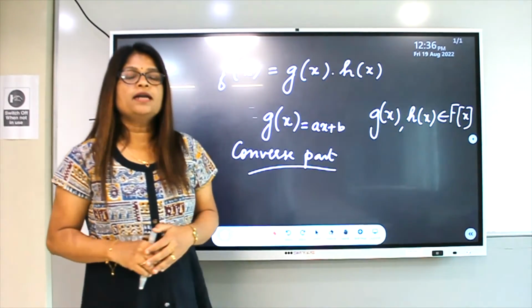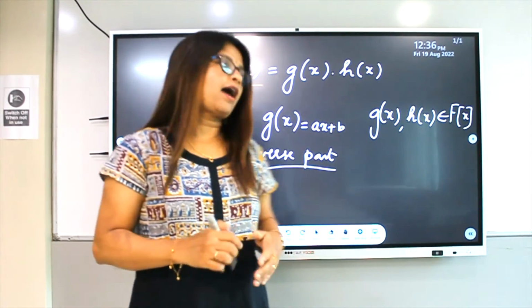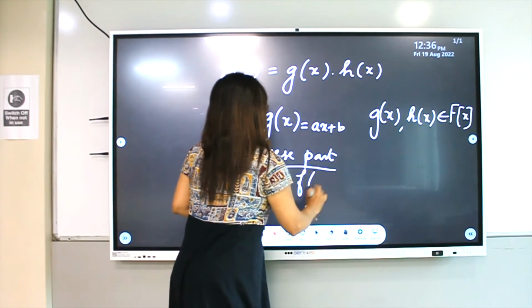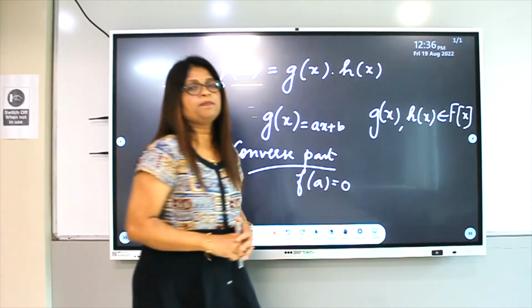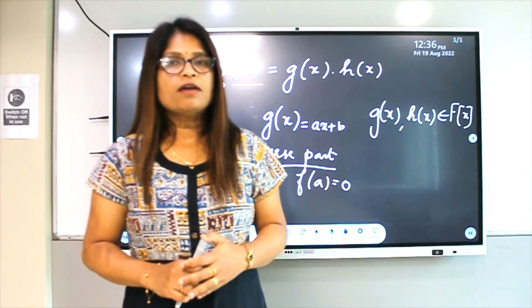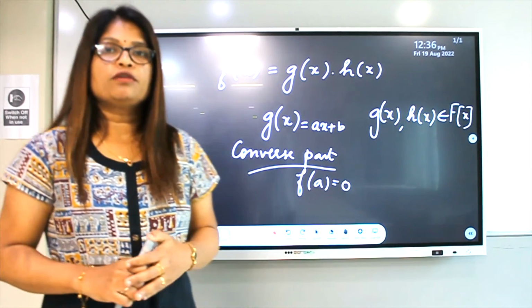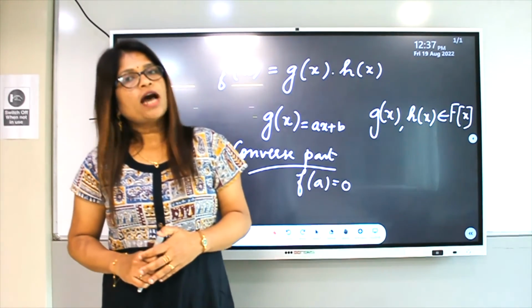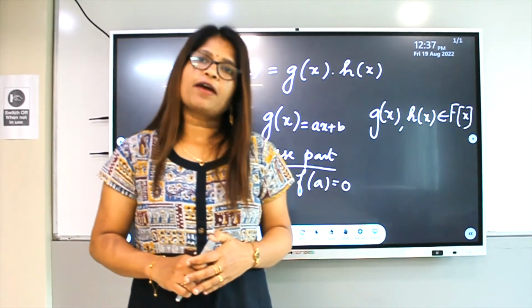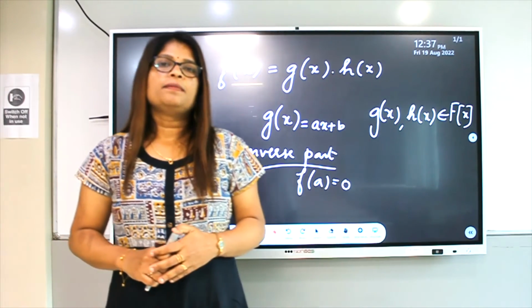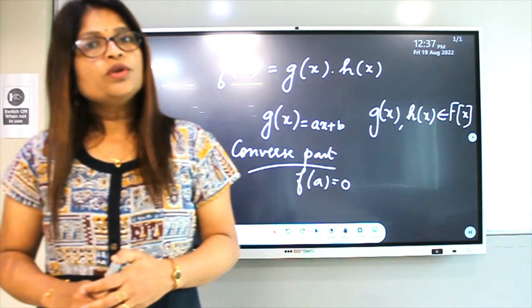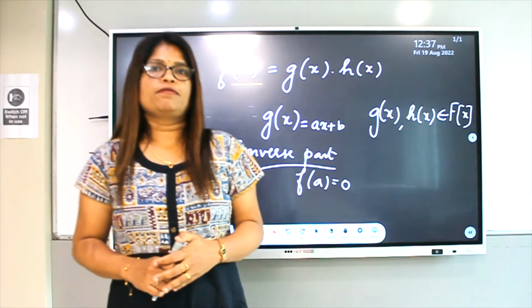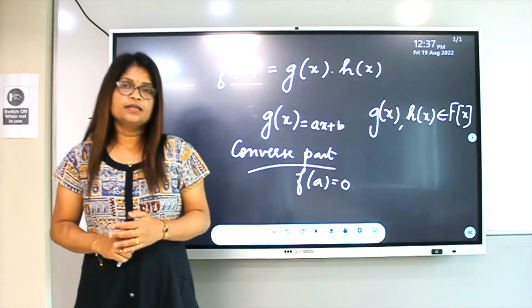For the converse part, suppose that we have f(a) equal to 0, where a is an element of the field F. Then by the factor theorem we know that x minus a is a factor of f(x), and therefore we can conclude that f(x) is reducible over F. That is how the first theorem is proved.